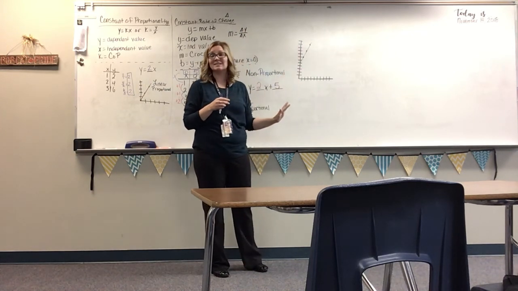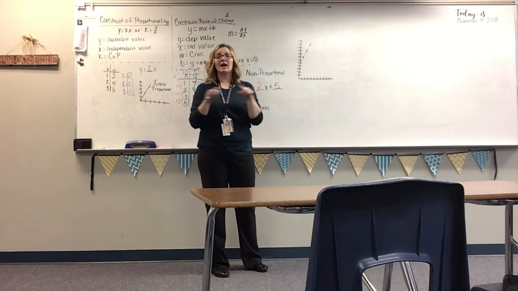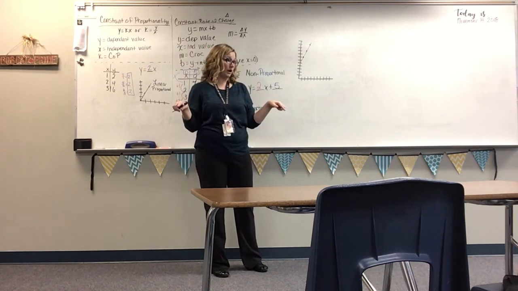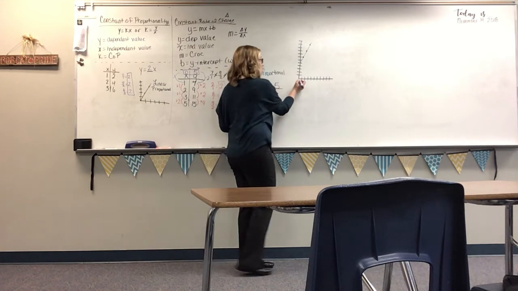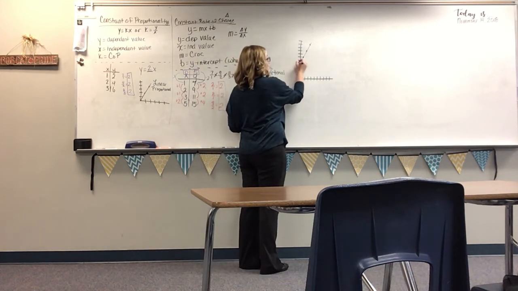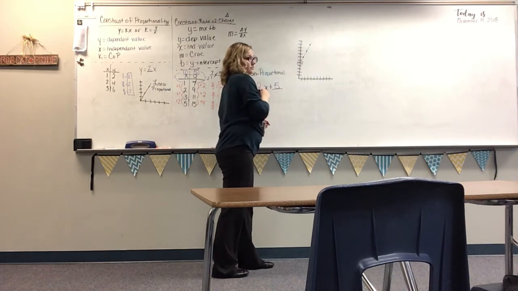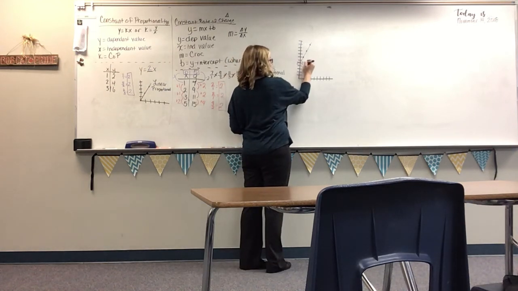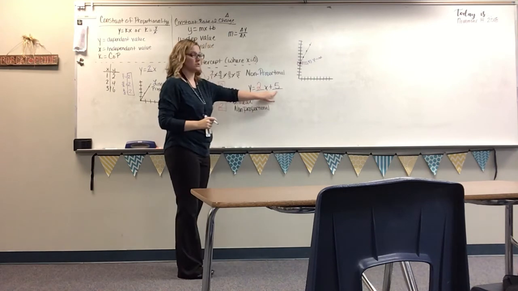The y-axis is where x is 0. The x-axis is where y is 0, right? So where x is 0, that means on the y-axis, where does my graph cross? This is the point 0, 5, isn't it? So this point right here is my y-intercept. That 5 is my y-intercept.